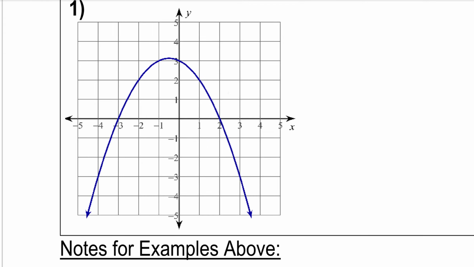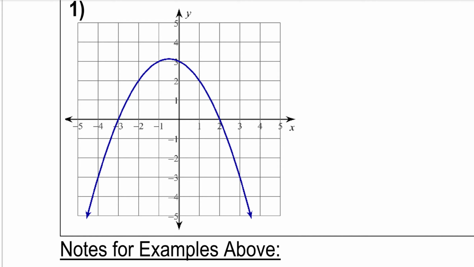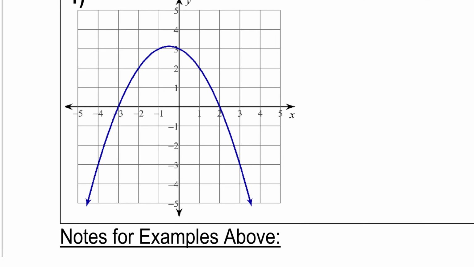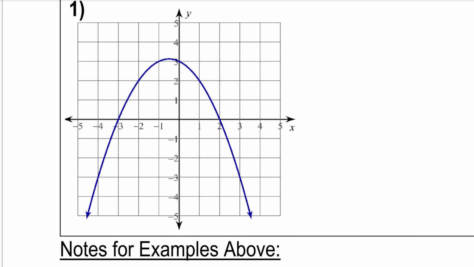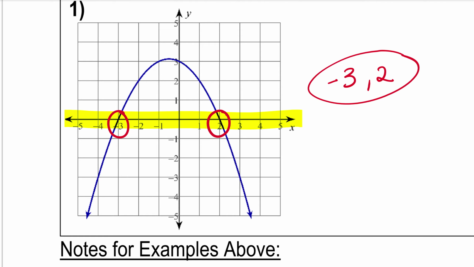To solve by graphing, you simply look at the graph that's given to you and look at the x-axis. So right here. And we want to find where the graph, the line, crosses or touches the x-axis. So in this graph we have -3 and +2. That is my answer. And that's it. So just find where it crosses or touches, and that's your answer.